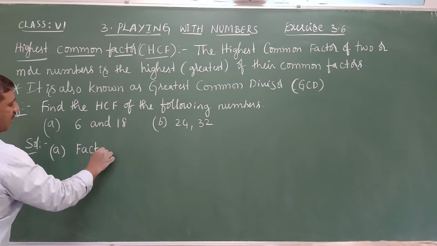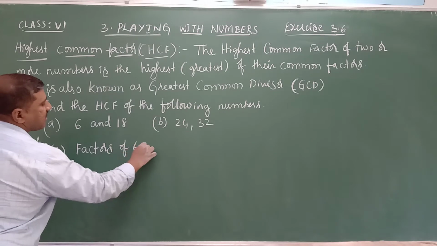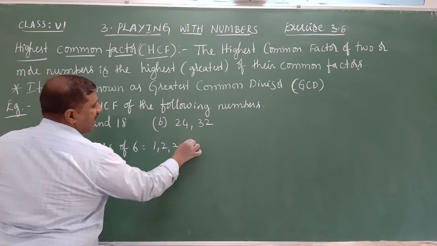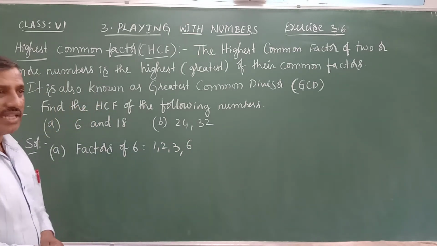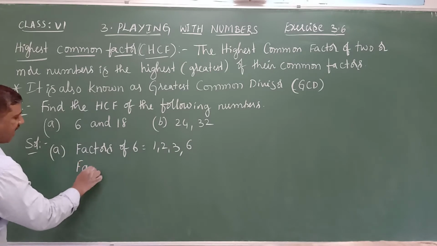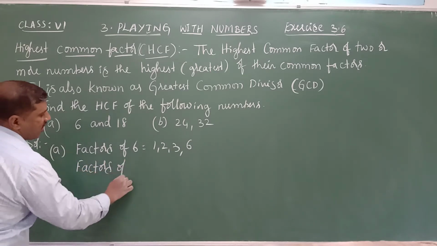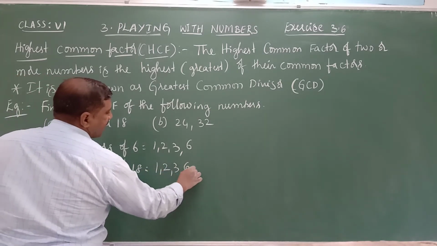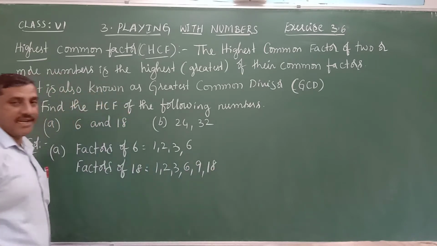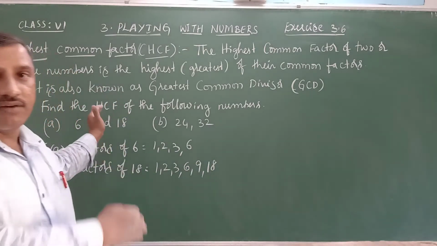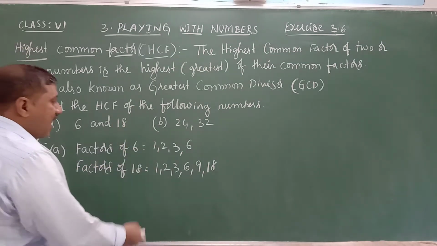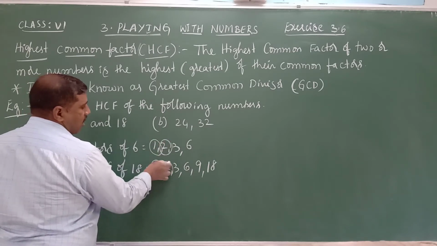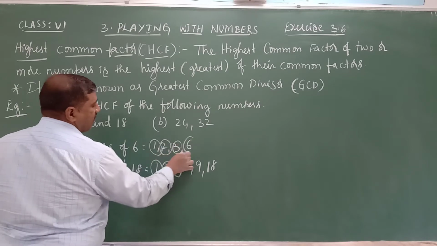Factors of 6. First step is to write the factors of all the numbers. Factors of 6: 1, 2, 3 and 6. Factors of 18: 1, 2, 3, 6, 9 and 18. First step, write the factors of all the numbers. Second step, identify the common factors. 1 is a common factor for both the numbers. 2, and we have 3, and also we have 6.